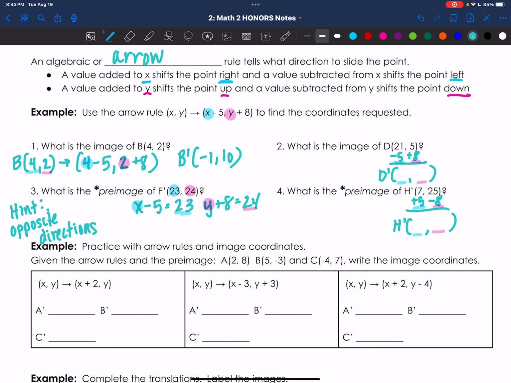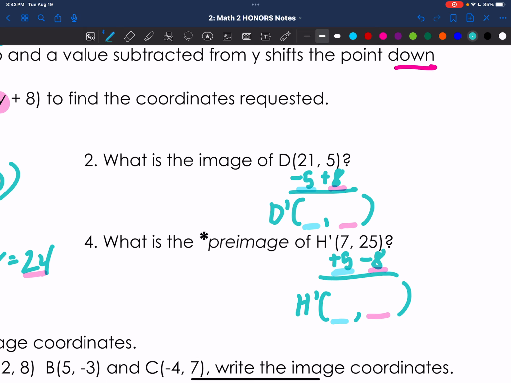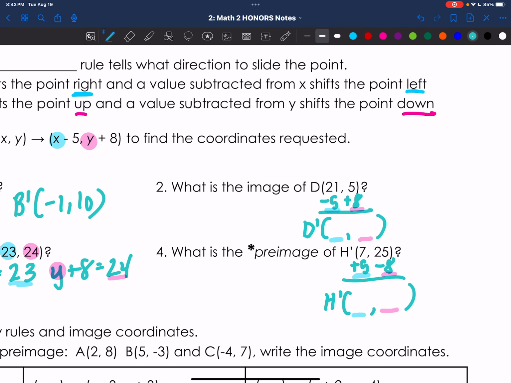B prime, which is (-1, 10). All right, so look down here. So you're going to do number 2. I showed you a slightly different way. You can just take exactly what they have here. And if you notice, it's -5, so you just take -5 with your x. And here it says +8, so I'm just lining up your x's and your y's right there.